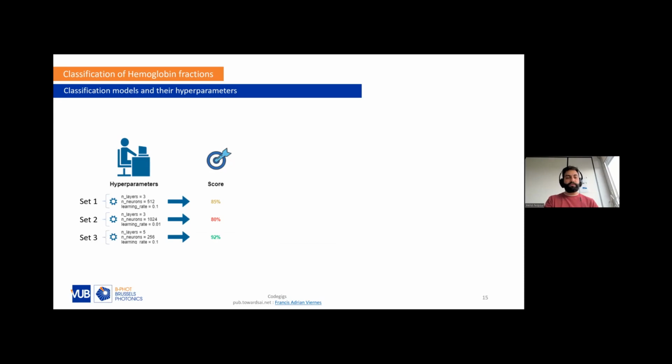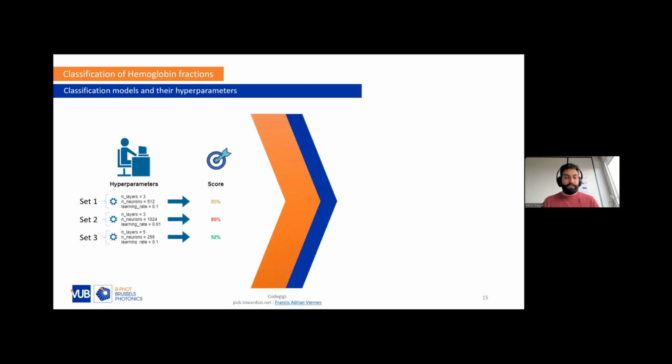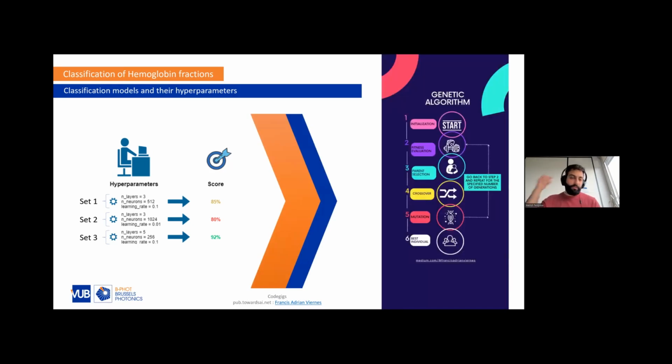I can't really randomly put 3, 5 as the number for these hyperparameters and see what the score is. I can't do a sort of a random walk. I need to actually get to the result fast. And what I would do is to get these sets of parameters and feed them into a genetic algorithm.